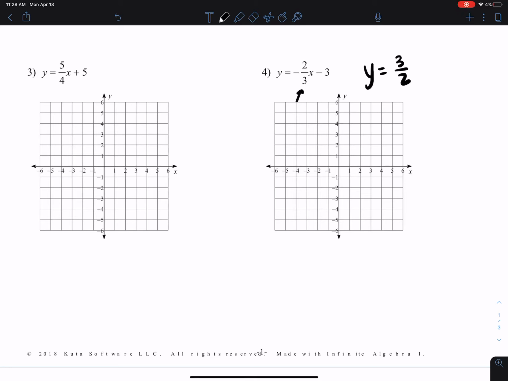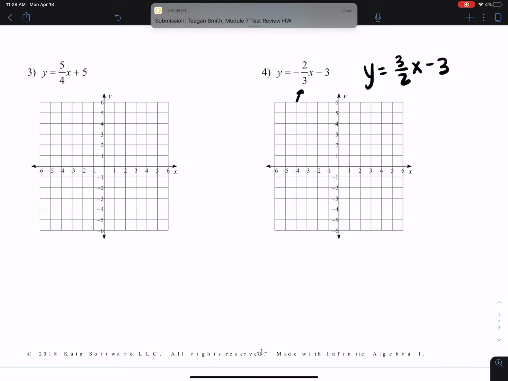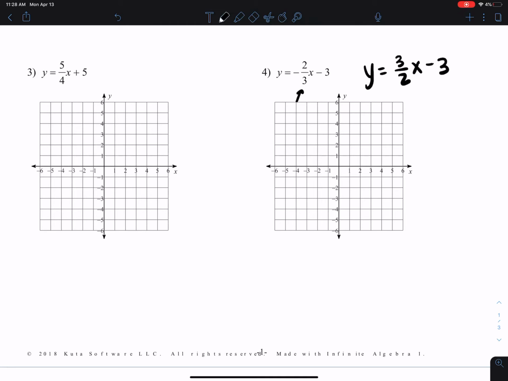So if we graph this, I'm just going to do 3/2 x minus 3. So we have -3, that's our y-intercept. And then we have -2/3. This is our rise over run. So I'm going to go down 2 and to the right 3, or we can go up 2 and to the left 3. So that's our first line.